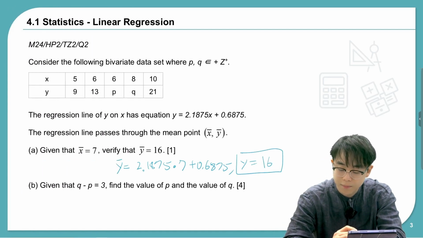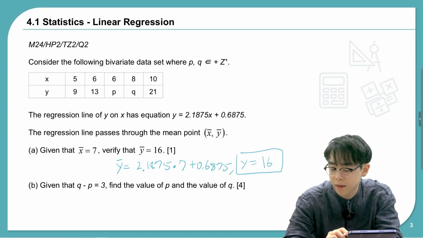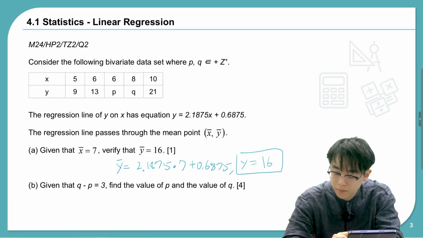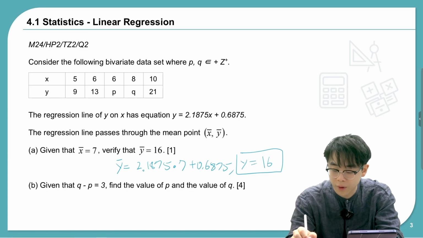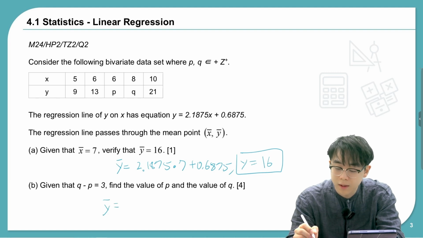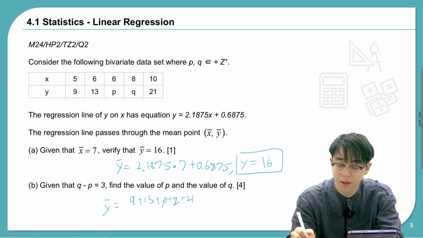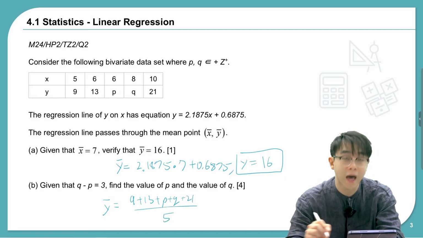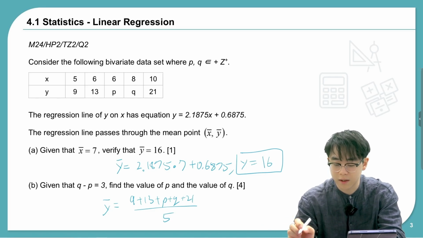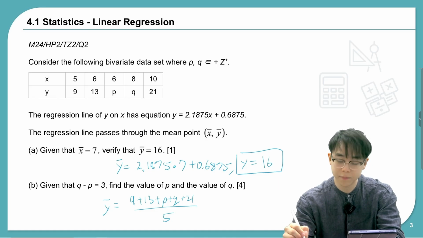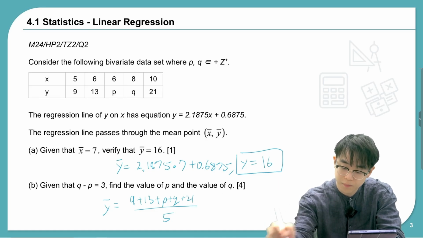Okay, and B, given that Q minus P is equal to 3, what's the value of P and what's the value of Q? In order to do this, we actually know what our y bar is, right? So we know that our y mean is going to be 9 plus 13 plus p plus q plus 21, all over 5. If you add everything up and divide that by the number of data points, that should give us 16.